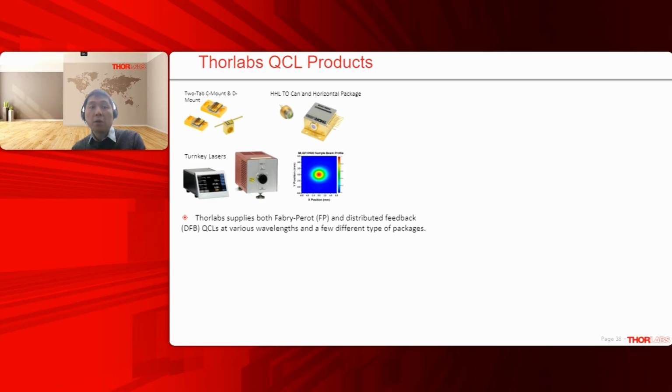Now, we know QCL is one of the best light sources in mid-infrared spectroscopy applications. At Thorlabs, we offer both Fabry-Perot and DFB QCLs in multiple package types, from C-mount and D-mount to fully packaged devices like HHL and TO-can, all the way up to turnkey laser systems.